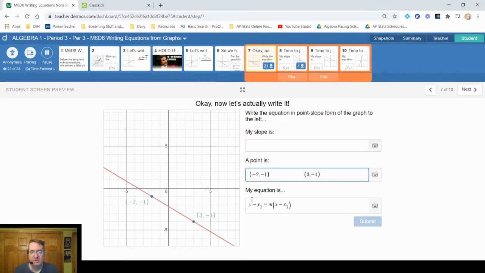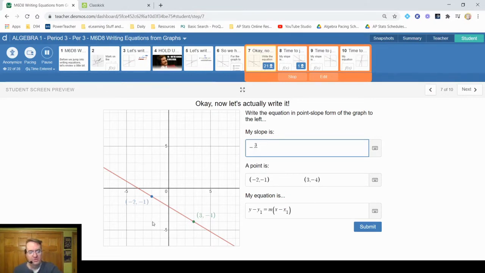Personally, if I can, I will usually try to use a point that has both coordinates negative or both coordinates positive, just because that way the signs are going to match up when you change it. Your slope here, by the way, we know is negative. So we're going to go down 1, 2, 3, and then to the right. So the rise is -3, and then over 1, 2, 3, 4, 5. So your slope's going to be -3/5.